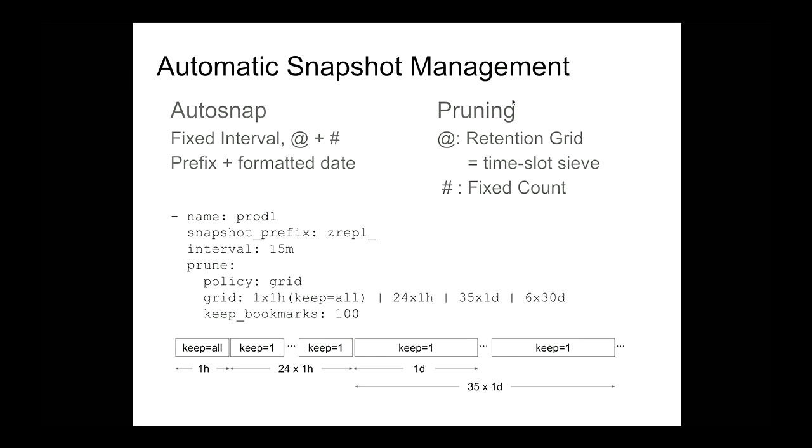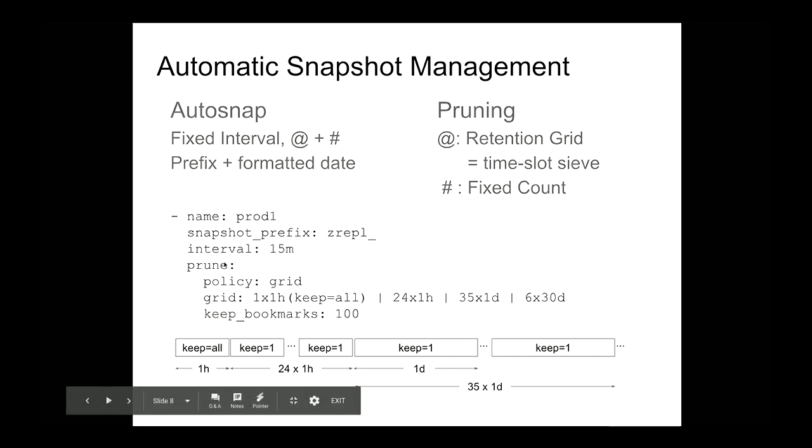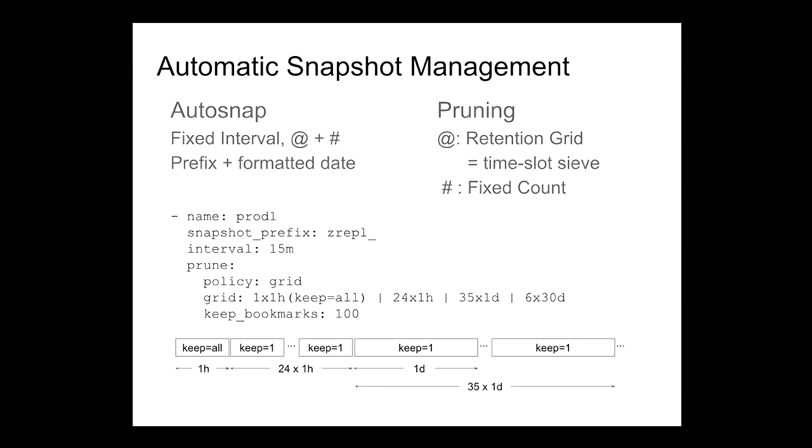So what you see here, I hope the font size is big enough. We have an excerpt from the zrepl config for one specific job, which is called production one. The snapshots and bookmarks will carry the zrepl_ prefix, and snapshots will be taken every 15 minutes. Pruning is following the retention grid pruning policy. As you can see, this is configurable, and while this is currently the only supported pruning policy, more pruning policies are to come in the future.